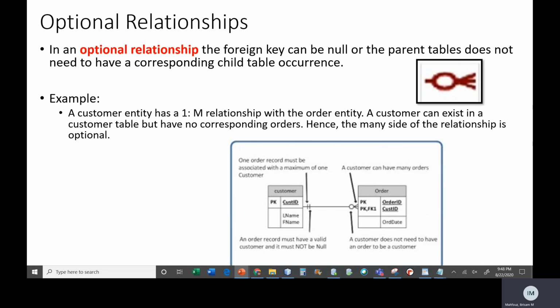And then that 0 just means it's an optional relationship. So when I put a 0 here, it means it's optional. The number 0 is actually an option. Having no orders is an option. Teaching no classes is an option. So an optional relationship is represented by a 0 here.